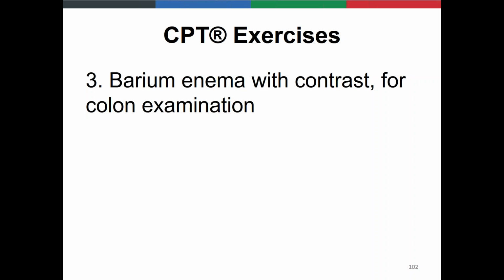Okay, but they gave us two codes, so let's take a look at 74280. And you'll notice that 74280 is an indented code, okay? And so it says air contrast with specific high-density barium with or without glucagon. Now, does this op note mention anything of that? No.